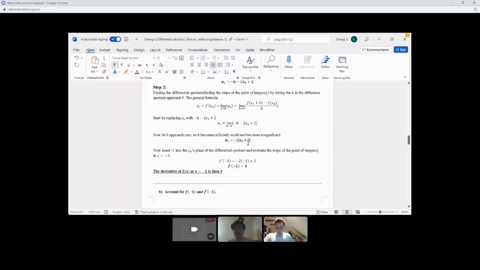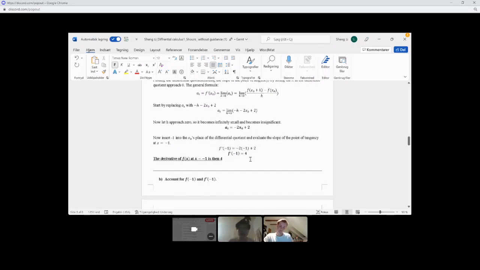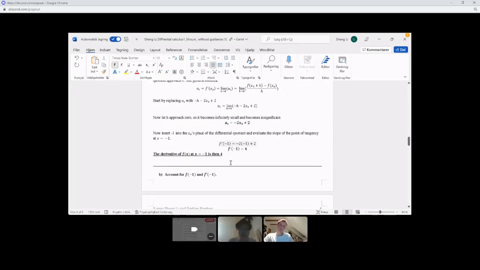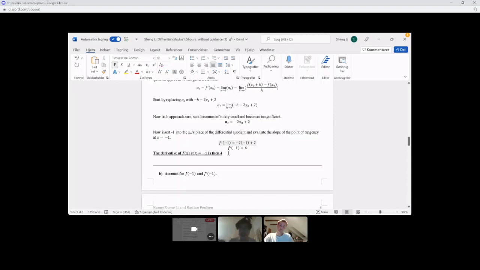Now I will use this differential quotient, which is of course also the slope of the point of tangency, the slope of the tangent. To do this, we will just view it as f prime of x sub 0 and replace x sub 0 with -1 to evaluate f prime of -1, which is 4. So the derivative of f of x at x equal -1 is 4.